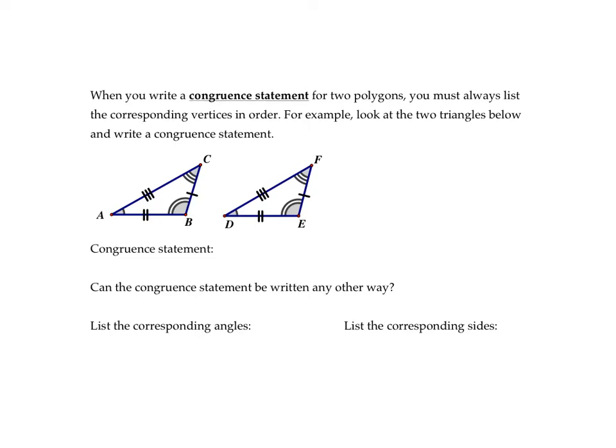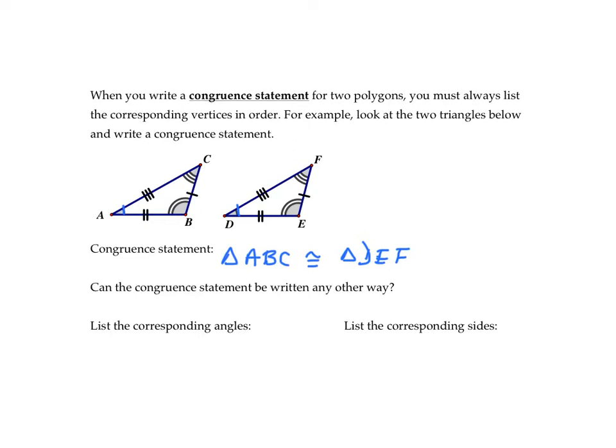So in the figure, notice the markings. It says that angle A is congruent to angle D, because of the single arc there. Angle B is congruent to angle E. Angle C is congruent to angle F. And again, the corresponding sides are also congruent. So a congruent statement for these two triangles might look like this. Triangle ABC congruent to triangle DEF. But that's just one way to state how these two triangles are congruent to each other.